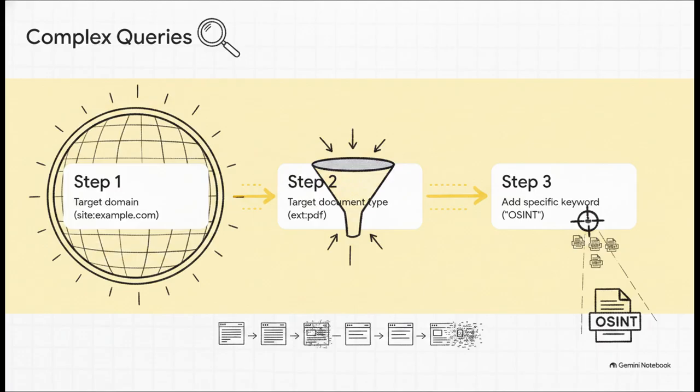Step 1, we target our domain using the site operator. Step 2, we tell Google, hey, I don't want regular web pages, I only want PDFs, so we drop in that ext or filetype operator. Step 3, we demand that the exact word OSINT must be inside that document. This query entirely bypasses standard web marketing fluff. You've essentially just queried the open internet like it's your own private database.